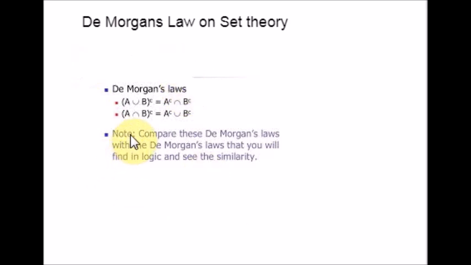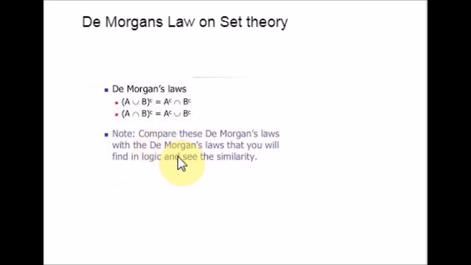Here is the statement of De Morgan's law. For every pair of sets A and B, the first law states that the complement of A union B is equal to A complement intersection B complement, and the second law states that the complement of A intersection B is equal to A complement union B complement. We all know that De Morgan's laws relate to the interaction of the union, intersection and complement.